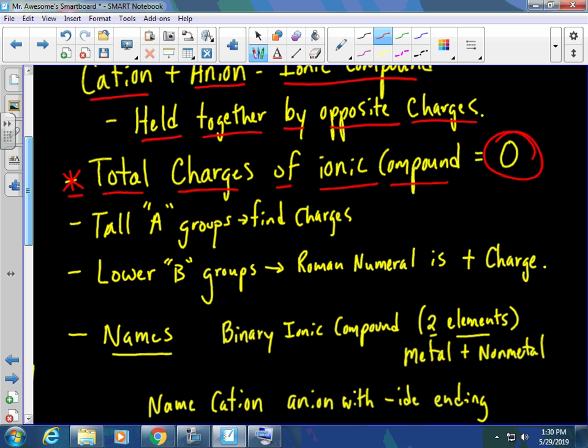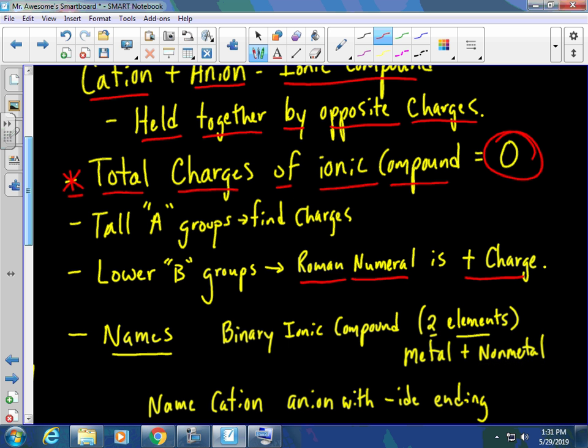The lower groups, which they call B groups, not so easy. We can't just do that with them, because the way the electrons are held so weakly, they can just be bouncing around between different atoms. So we can have different charges. So with the lower B groups, we'll actually use Roman numerals, and that will just tell you the charge. Okay? The Roman numeral is always going to be the positive charge. Notice I didn't say charge, I said positive charge. Because these transition metals, being metals, are always going to form a positive charge.